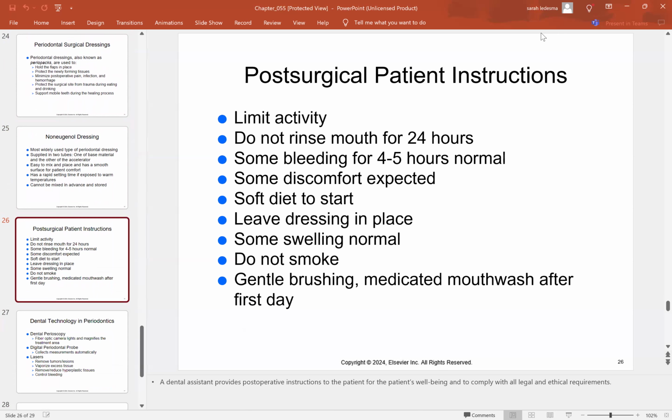Post-op instructions include: limit activity, don't rinse for 24 hours. There may be some bleeding for 4 to 5 hours. Some discomfort is expected. Soft diet to start. Leave the dressing in place. Some swelling is normal. No smoking. Gentle brushing, and medicated mouthwash after the first day.